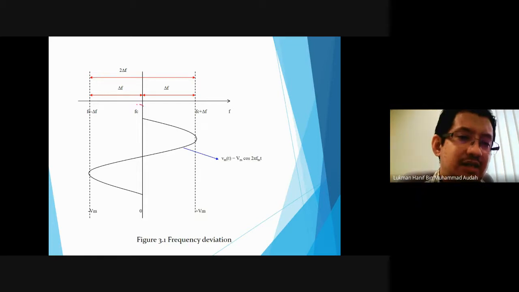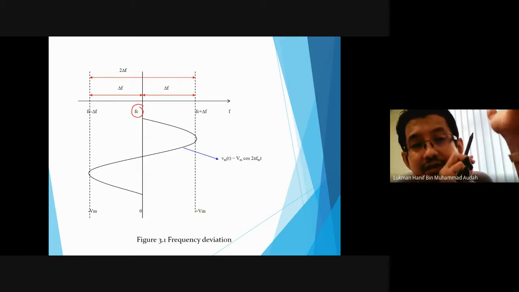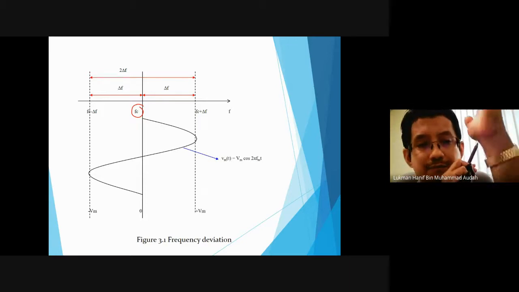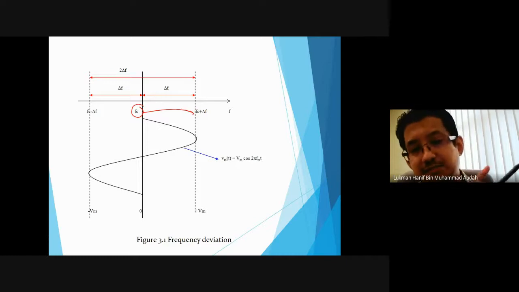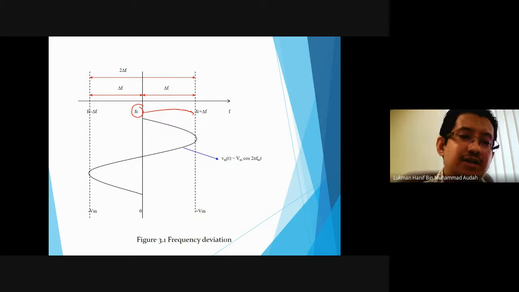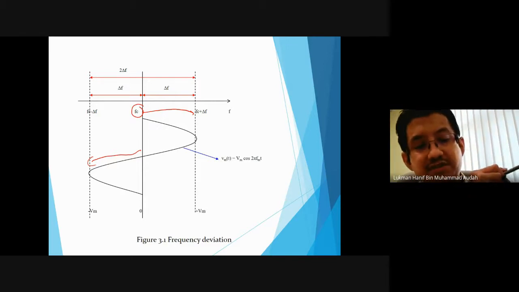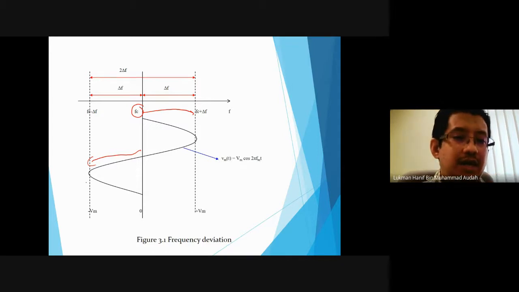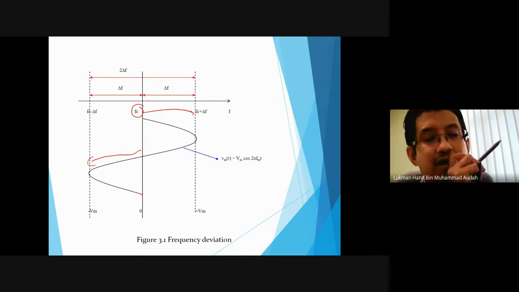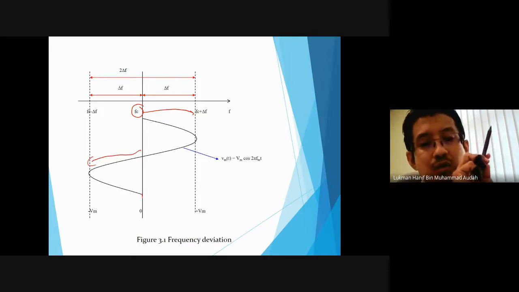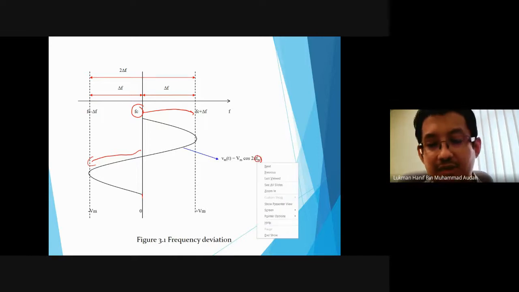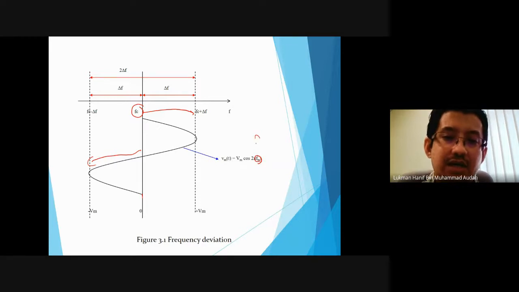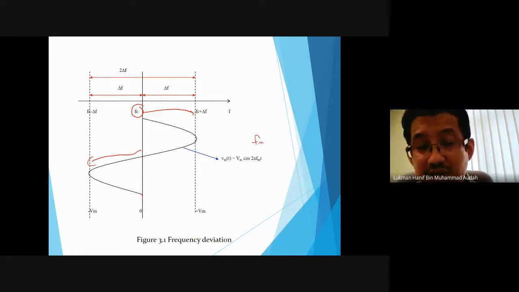Contoh di sini asalnya adalah frekuensi carrier, saya katakan dalam rest state, dalam keadaan rehat, frekuensi FC, dia akan bergerak ke arah FC plus delta F, the highest positive. And then it move towards the lowest frequency, daripada FC sehingga FC minus delta F. Dan kembali kepada keadaan rehat. Nampak. So, proses ini berlaku dengan kadar yang cepat bergantung kepada nilai FM, nilai message frequency, input frequency.